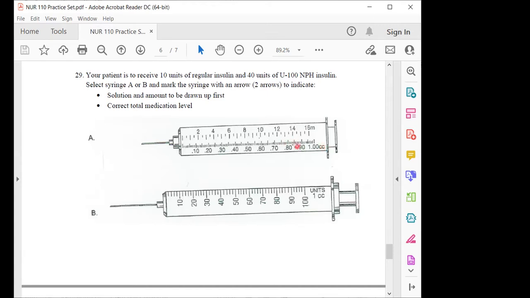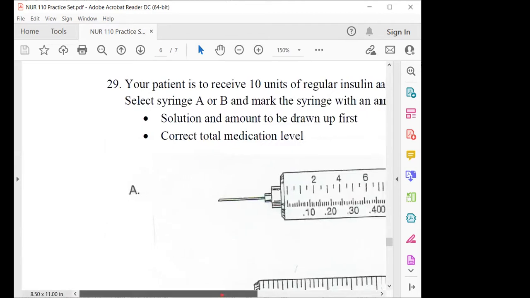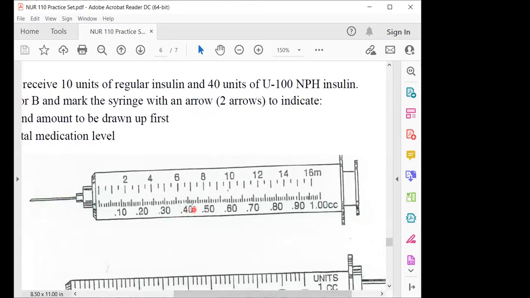And then hopefully on your test, you wouldn't have this very microscopic looking image, but if we blow it up, you can see the little tick marks. And so here's 0.6, 0.61, 0.62, 0.63, 0.64, 0.65, 0.66, 0.67, 0.68, 0.69, 0.7. And that's how you would differentiate and read that type of syringe.